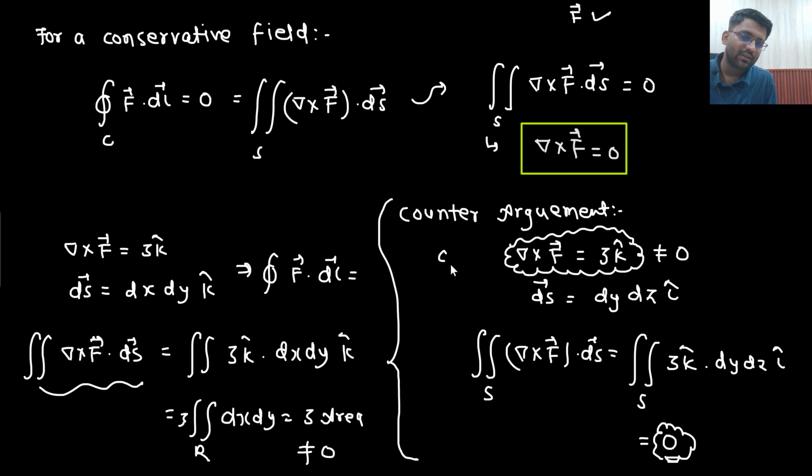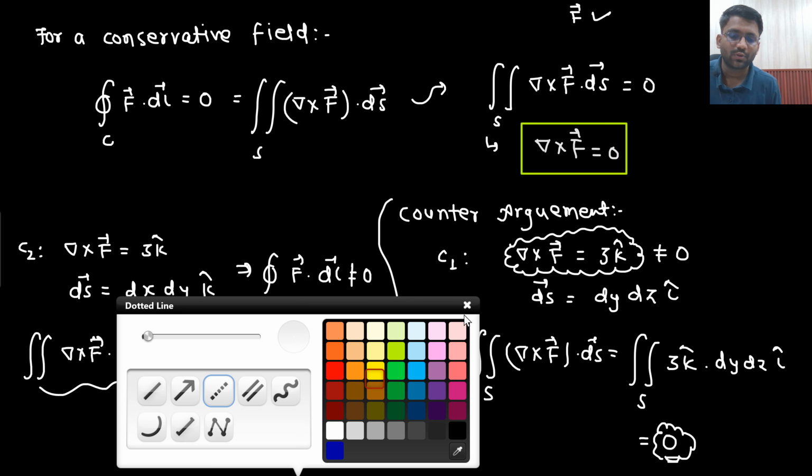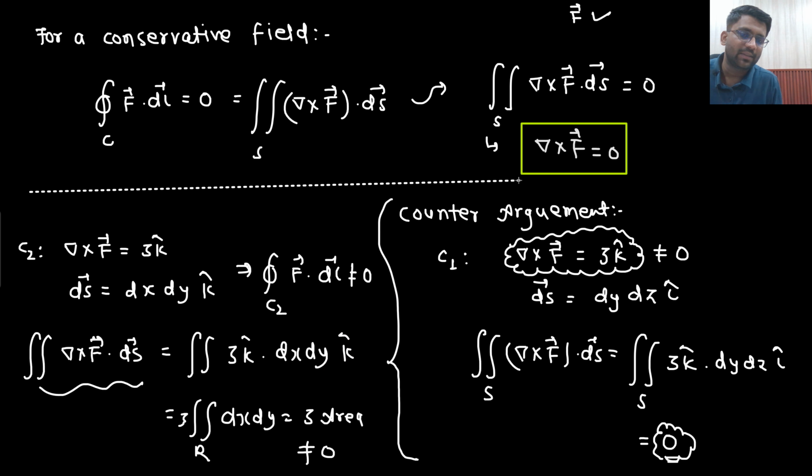This was your curve C1. Then I took another curve C2. For curve C2 it is coming out to be non-zero. Here it came out to be 0. You were happy, sir, it came out to be 0. It could be a conservative vector field. But in this whole scenario, when you saw that for one particular curve it is coming out to be 0, but for another particular curve F dot dl is not coming out to be 0, so in the whole scenario, your F is not conservative.